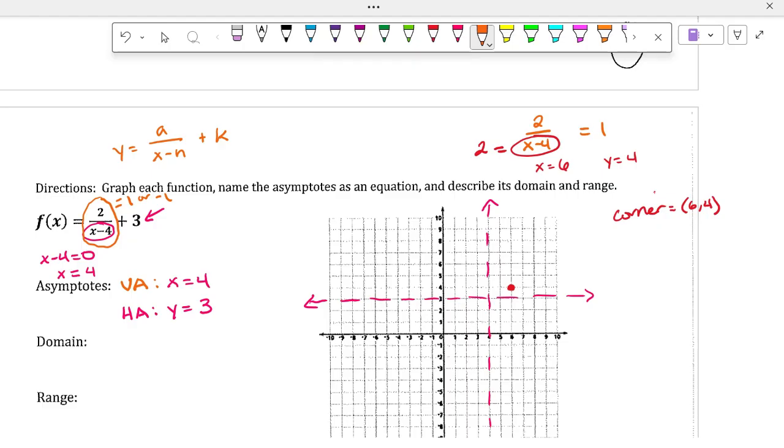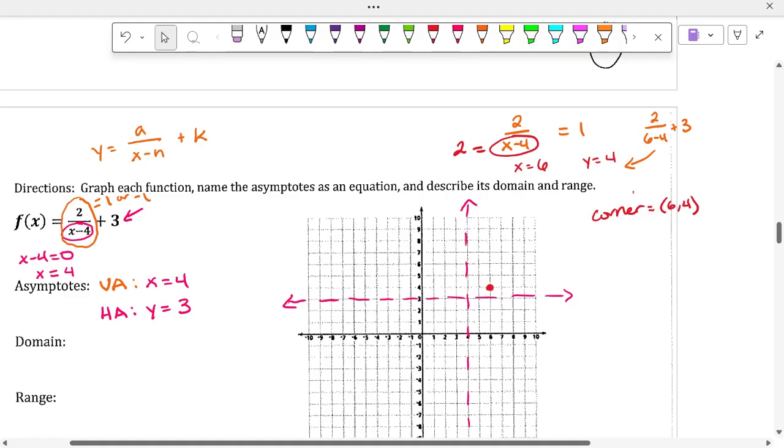All I did was plug it back into the original function. So I did 2 over 6 minus 4 plus 3, and that gave me 4 if you evaluate it, because you have 1 plus 3. All right.